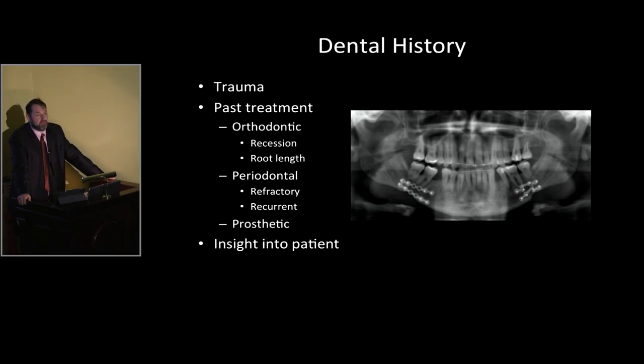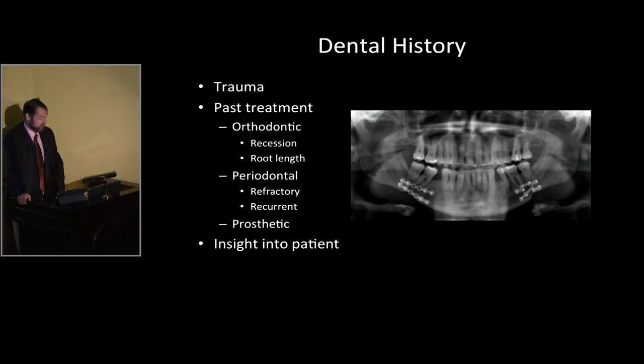Orthodontic treatment may have influenced the length of tooth roots, which in turn can change the prognosis for a tooth as an abutment for a fixed partial denture. A past history of periodontal disease and treatment: has this patient relapsed because this is refractory disease, or is this just a case of the patient's recurrent disease because of the patient's lack of maintenance?